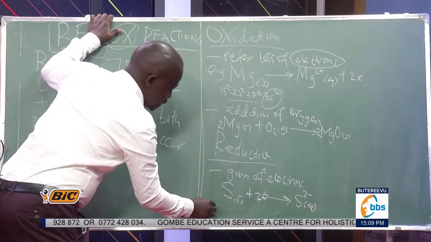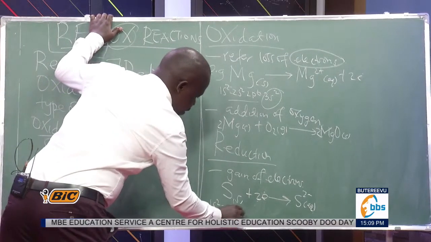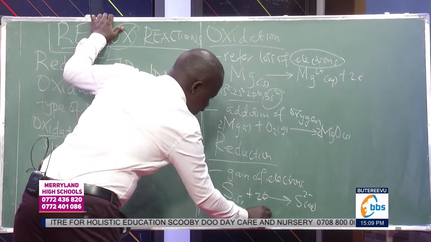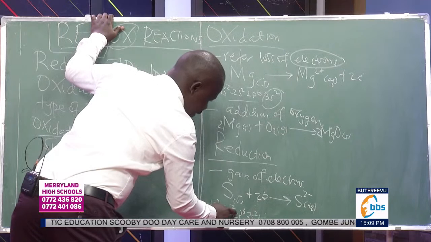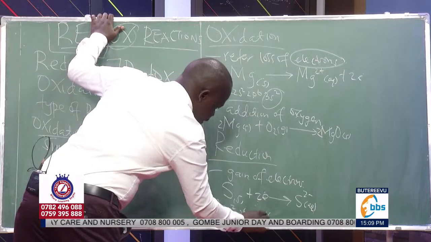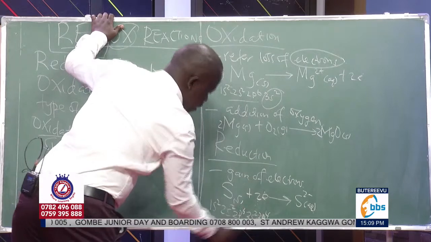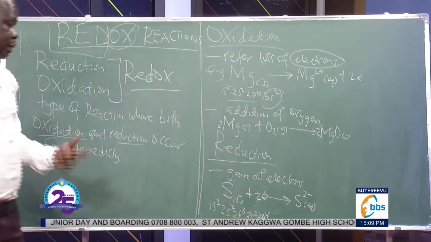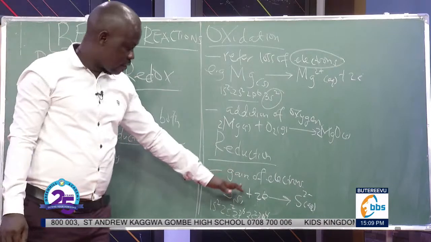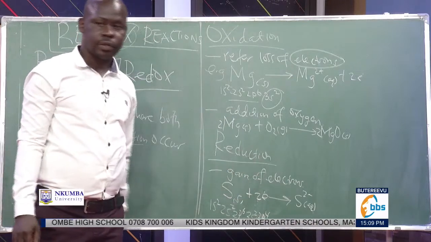So sulfur is 1s2, 2s2, 2p6, 3s2, 3p4. Now it normally acquires 2 electrons to form a stable 3p6 configuration. So in gaining electrons, that in chemistry is called reduction.